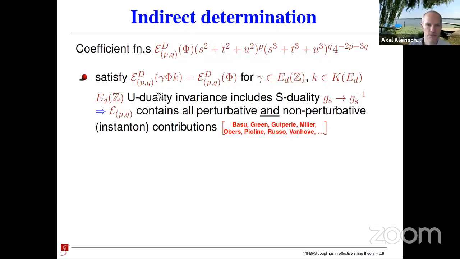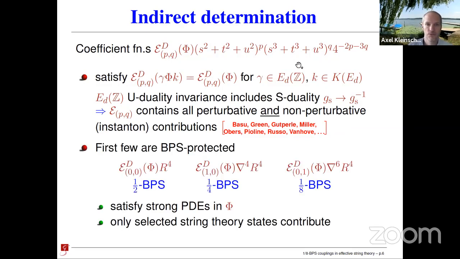And now the point is that this U-duality, of course, includes S-duality, which relates strong to weak coupling. So this means that this function that we are discussing contains all the perturbative and also the non-perturbative, the strong coupling physics of the string scattering amplitude. And as I was saying, this is something that has been done for many years. And here's a list of the main contributors. This is why these are such interesting functions, because they also contain things about D-instantons and D-instanton combinatorics and things like that.